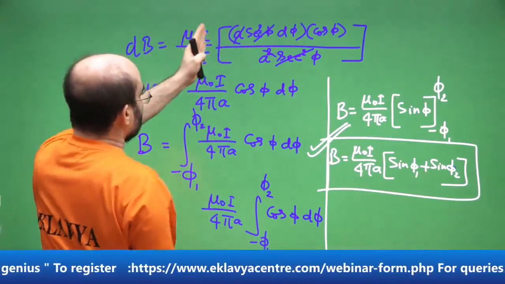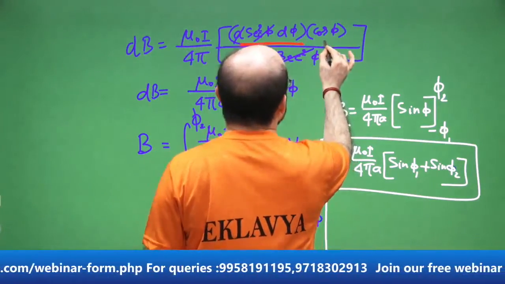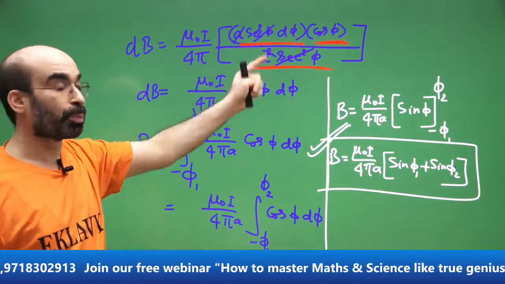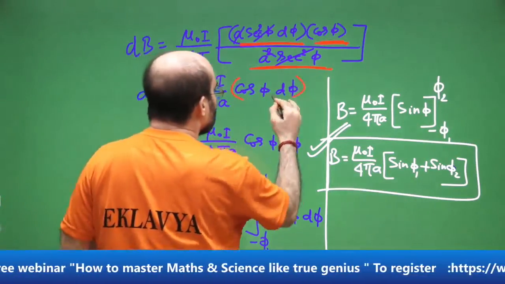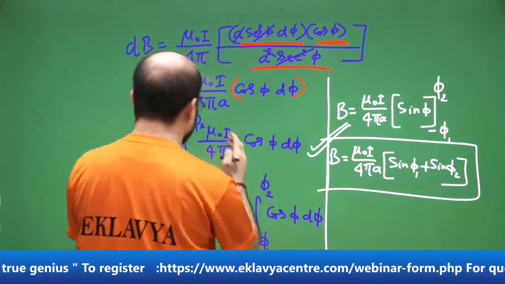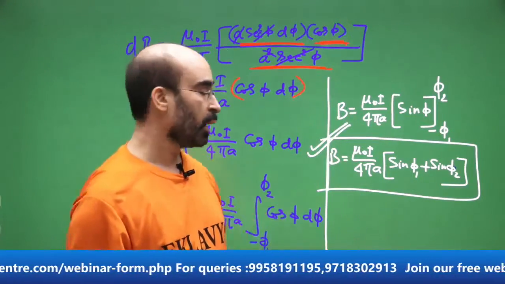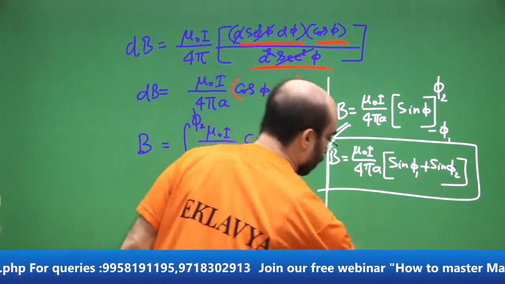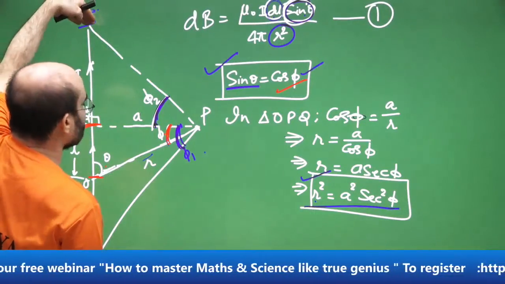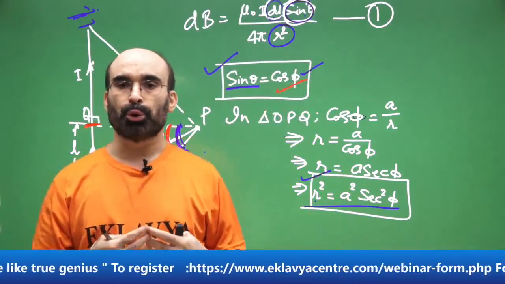Mu naught I by 4 pi is taken out of this. There is no change for this. So this is for dl, this is for sine theta, and this is for r square. Now the equation appears like this, and then we have this final result: mu naught I by 4 pi a into cos phi d phi. Then we will integrate this because we require the magnetic field due to the entire conductor, not only for this particular segment. We have to get it for the entire length, so that is why we need the limits minus phi 1 to plus phi 2.